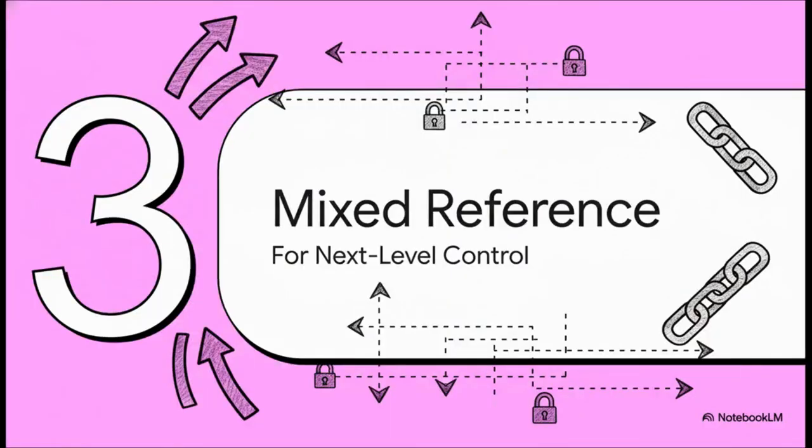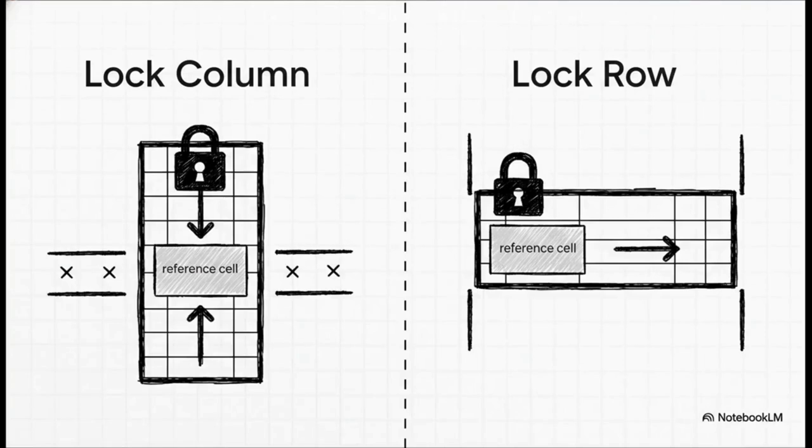Okay, so we know we can let a reference move around freely, or we can lock it down completely. But what if you need something in between? For that, we've got a more advanced technique, the mixed reference. With a mixed reference, you only use one $ sign. So $A1 locks the column. It'll always be column A, but the row number can change. And A$1 does the opposite. It locks the row, so it's always row 1, but the column letter can change. This gives you incredibly precise control, which is absolutely perfect for something like a multiplication table.